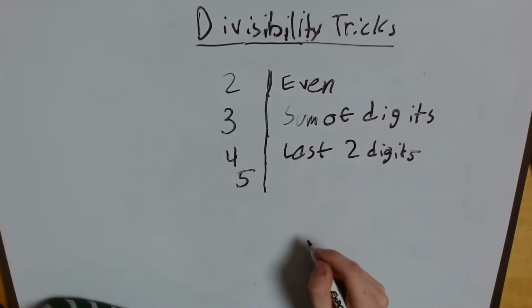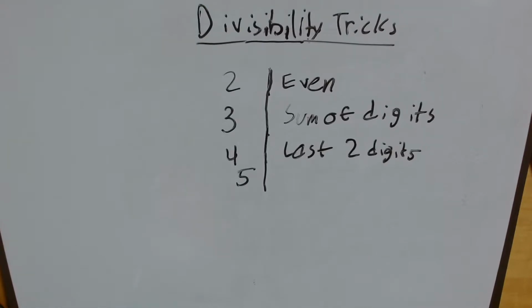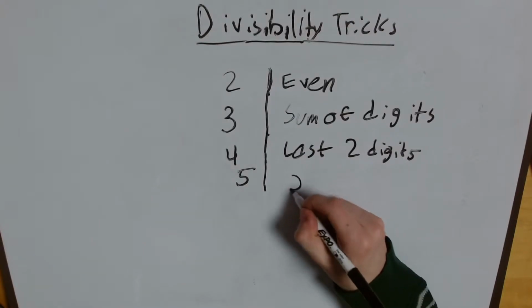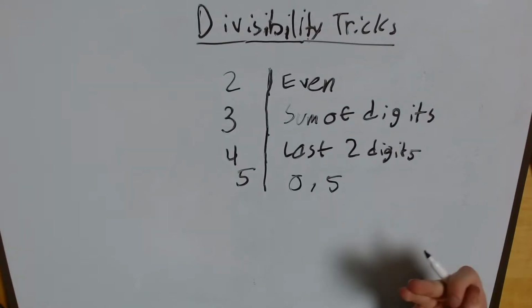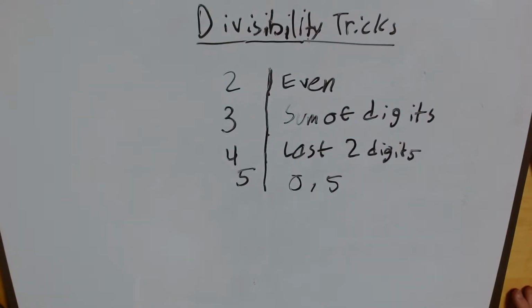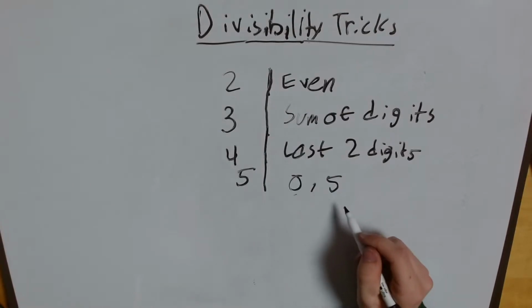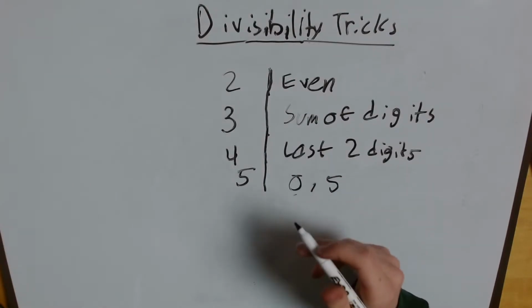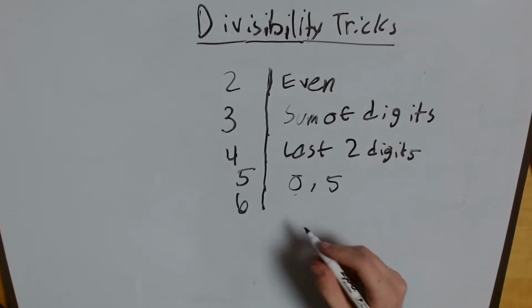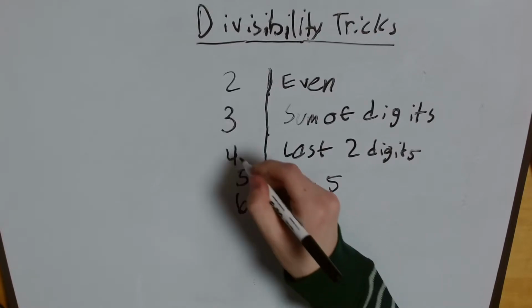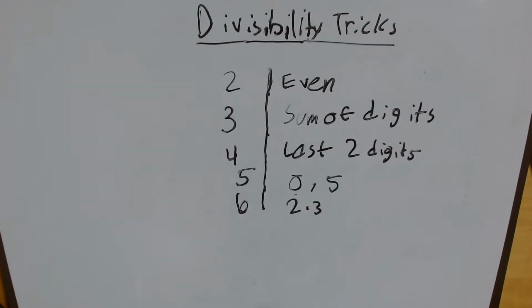For 5. Now 5 is another pretty simple one. All numbers that are divisible by 5 either end in a 0 or they end in a 5, right? 20, 25, 30, 35. Because it's either a 10, which is divisible by 5, or just a straight 5, right? So either a 0 or a 5 as the last digit means it's divisible by 5. For 6, we actually don't need a rule, because 6 is just 2 times 3, which we already have rules for. That's nice and quick.